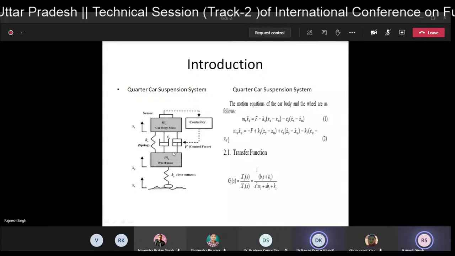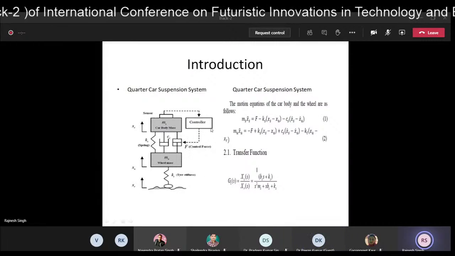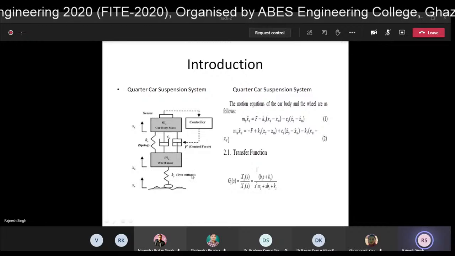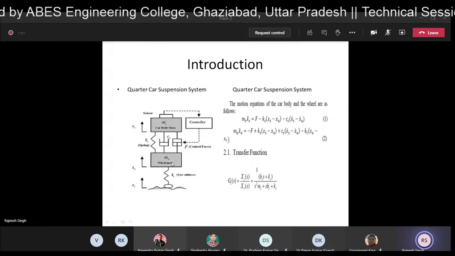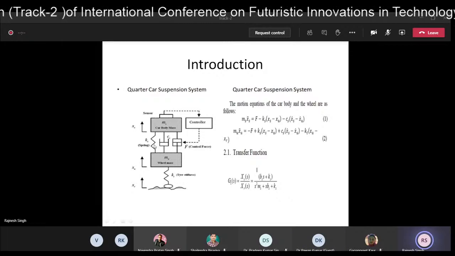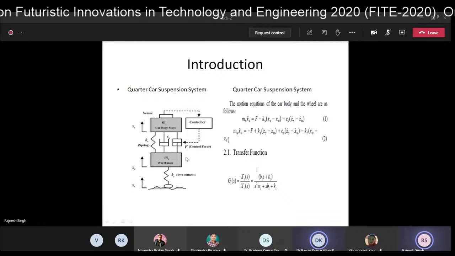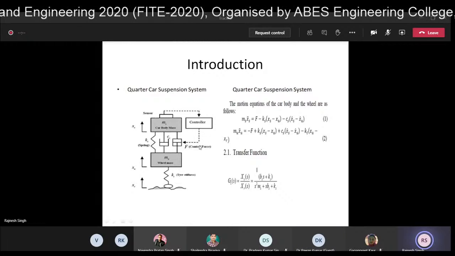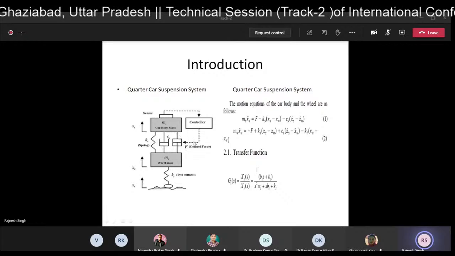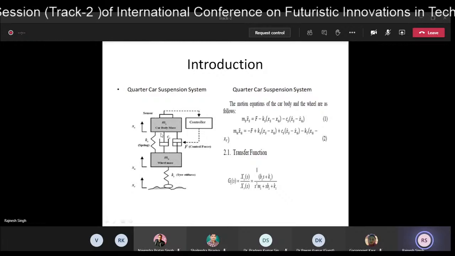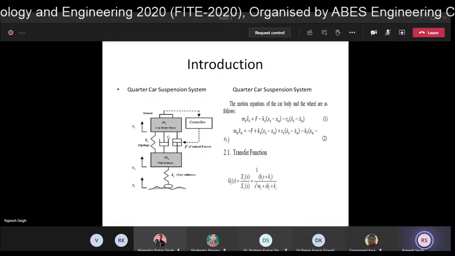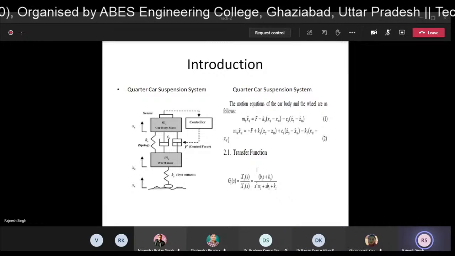This is the picture of the quarter car suspension model. In this picture, you can see that KT is the tire stiffness, MU is the mass of the wheel, and this is the car body mass. Basically, the quarter car suspension system is a mass spring damper system. If we are using a controller, then it is called an active suspension system. If you are not using a controller, then it is a passive suspension system, and a passive suspension system takes more time to settle.